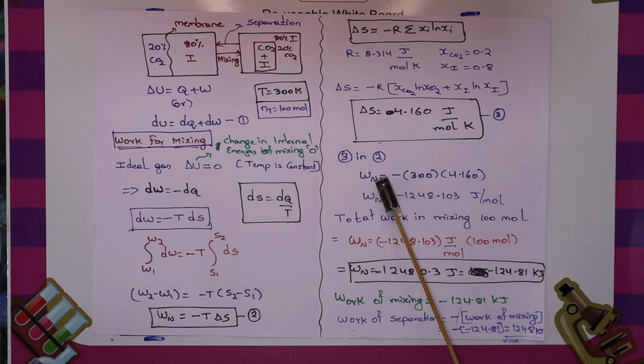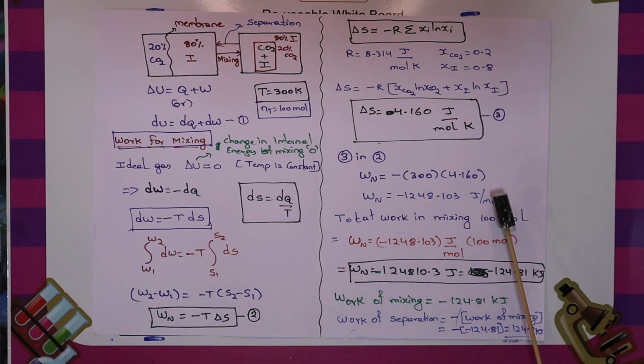Okay, then net work is minus T into delta S. The temperature is 300 Kelvin, so T is 300 and delta S is 4.160. Finally, the net work for this mixing is nothing but minus 1248.103 joule per mole.